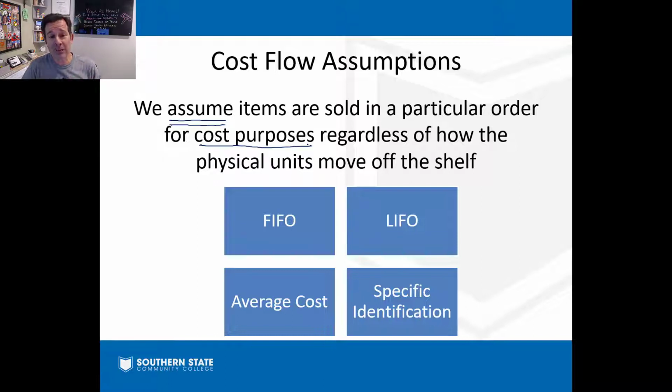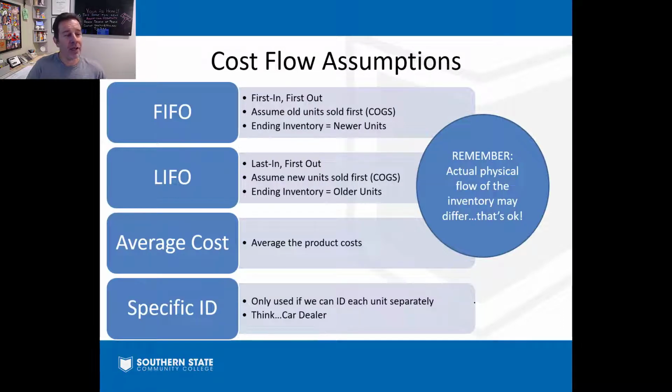Here are the 4 assumptions we can make. FIFO, LIFO, average cost, and specific identification. And I'm going to walk you through what each one of those are and kind of use our Back to the Future example to describe them to you. So FIFO stands for first in, first out. We're assuming the first ones we bought were the first ones that sold. Okay, first in, first out.